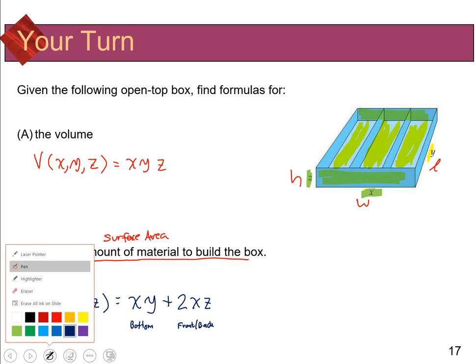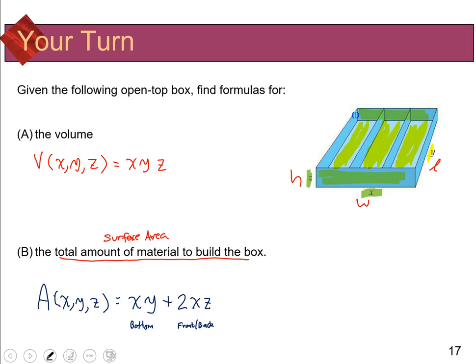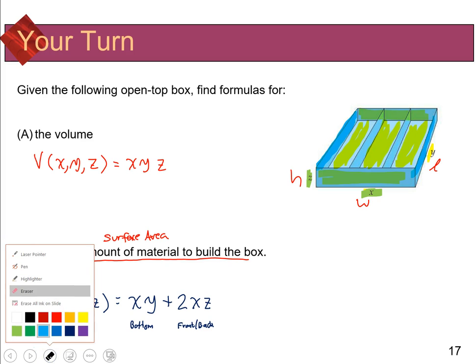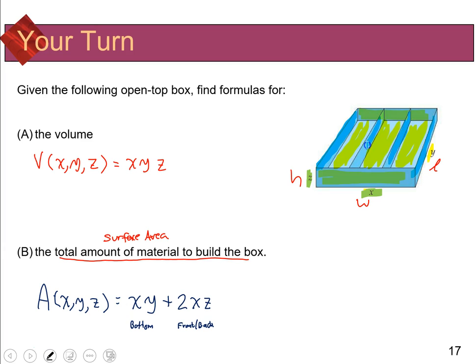And lastly, I have these sides. I have this side here, but also these partitions have the same dimensions. This one here and this one here. So I have 4 that have dimensions y and z. So when I write this, 4 times y times z, and that's my left, right, and partitions.